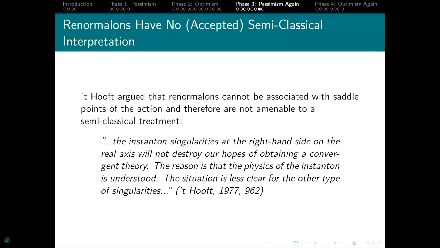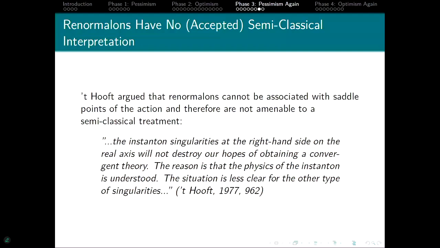And 't Hooft argued that these additional singularities in the Borel transform definitely can't be associated with saddles in the action. So we can't give this semi-classical analysis which had been developed in the quantum mechanics case.